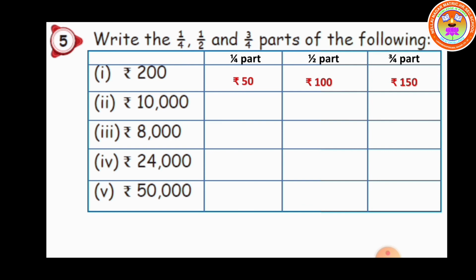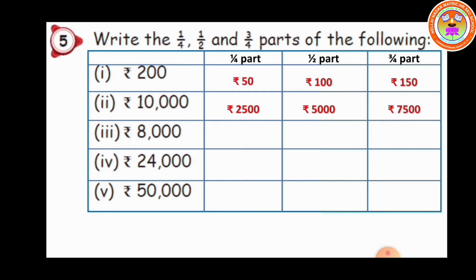Next subdivision, 10,000. 1 by 4 part means we have to divide by 4. It gives rupees 2,500. 1 by 2 part means we have to divide by 2. So 10,000 divided by 2, we will get rupees 5,000. 3 by 4 part means we have to add these two, 2,500 and 5,000. It will give 7,500 rupees.